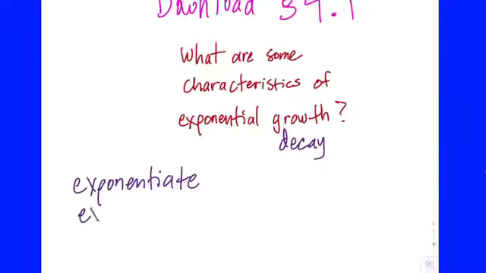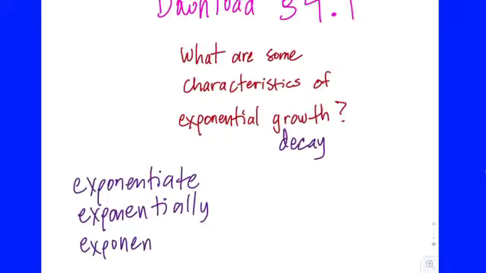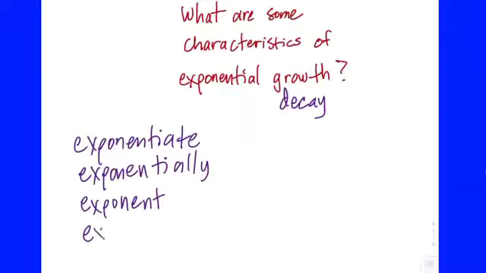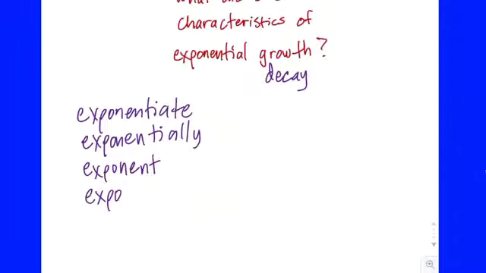Exponentiate. Oh, my goodness. I think we're playing the wrong game here. Exponentially. Gosh, dang it. I'm not saying what are words that have the same root. Expo. Was that Kawhi's last? Expo. It goes like X. Very good. E. Very good.